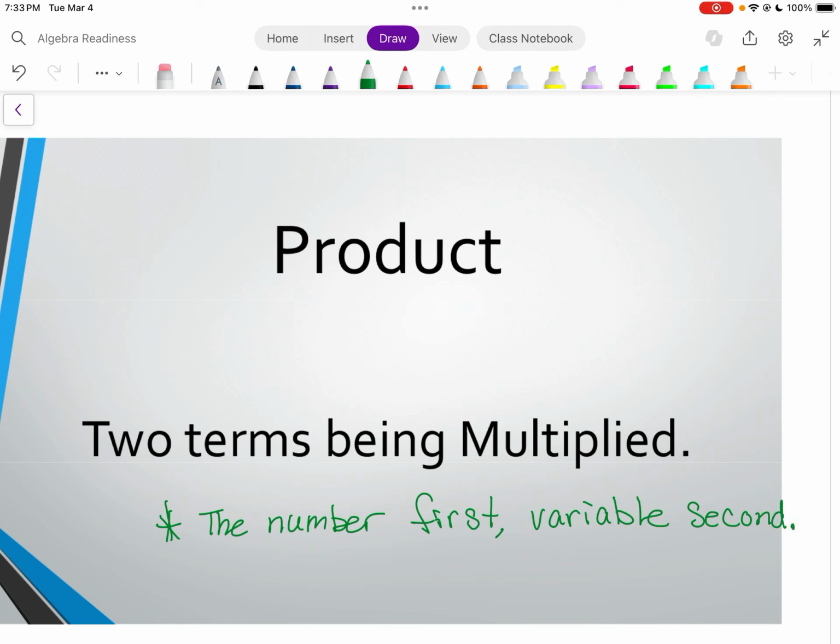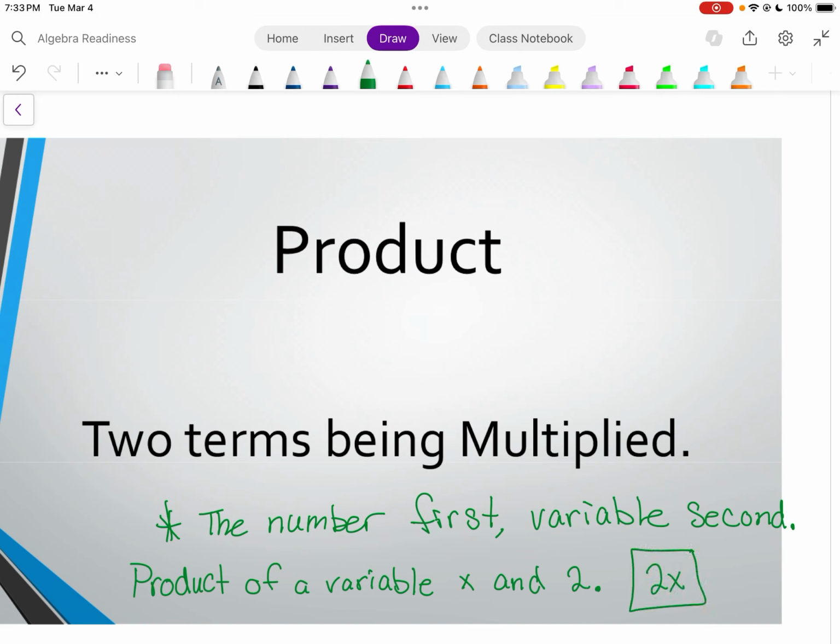So for example, if we did the product of a variable X and 2, we would write the number first and then the variable second. So the product of the number 2 and the variable X would be 2X. And when they're next to each other, remember that means multiplying.